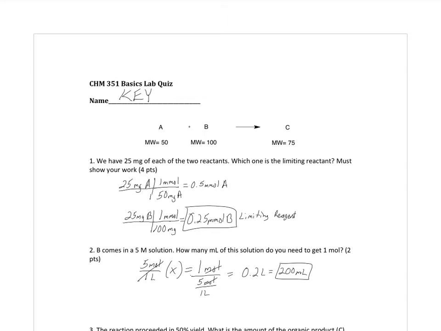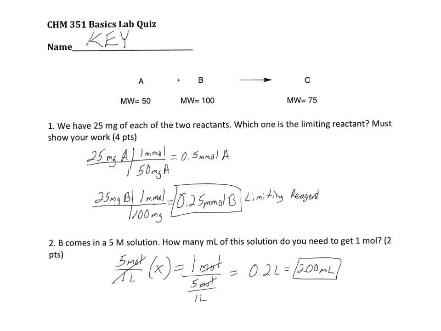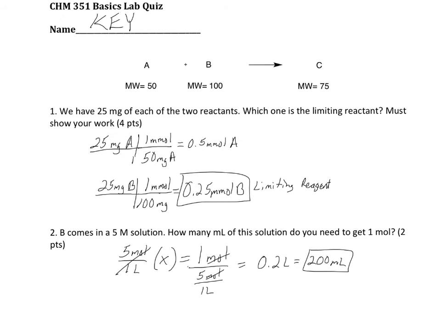Alright, we're going to take a look at the labs basics key here. So, labs basics key. In this case, we're basically going over basic lab type materials. The first question here, we're presented a reaction: A and B have molecular weights of 50 and 100 milligrams per millimole, going to C. So it's a hypothetical situation.